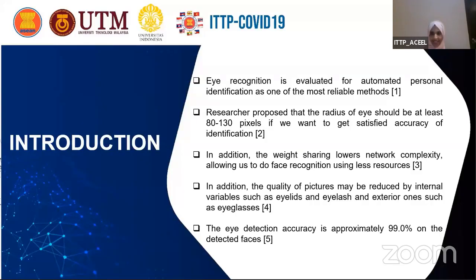In addition, weight sharing lowers network complexity, allowing us to do face recognition using fewer resources. Also, the quality of pictures or images may be reduced by internal variables such as eyelashes and eyelids, and exterior ones such as eyeglasses. Finally, the eye detection accuracy is approximately 99.0% on the detected faces.